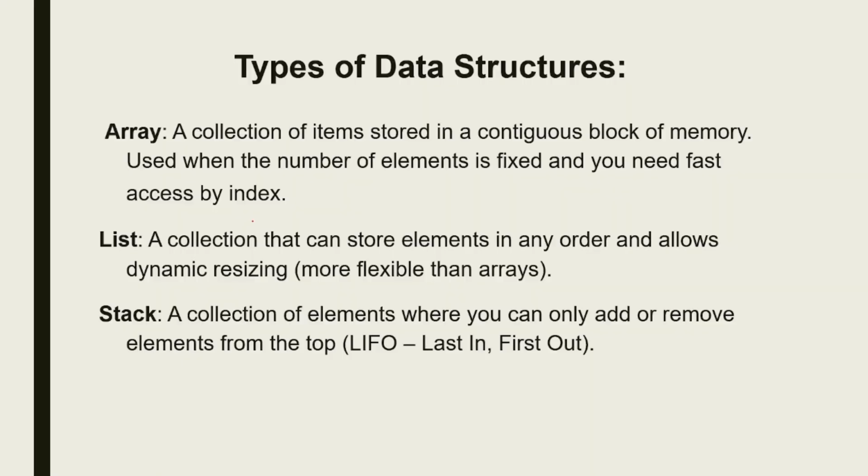So next is the types of data structures, like how many types of data structures are used. In this, first is array, a collection of items stored in a contiguous block of memory, used when the number of elements is fixed and you need fast access by element.